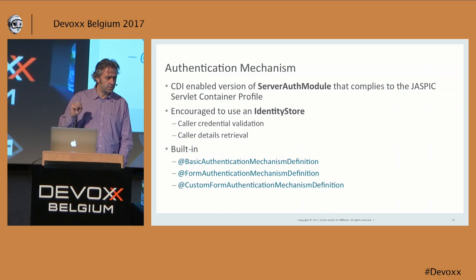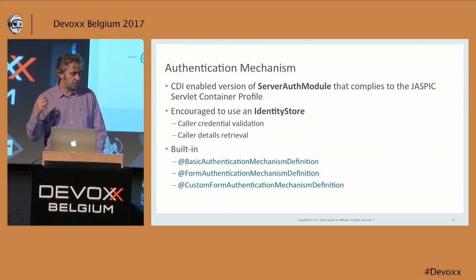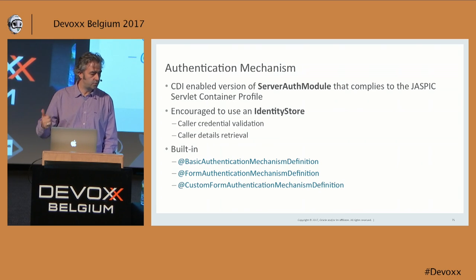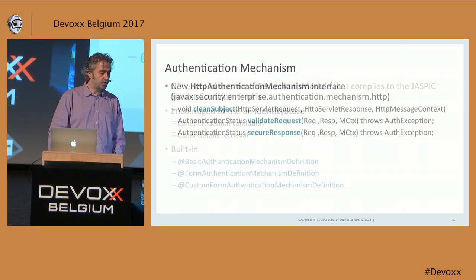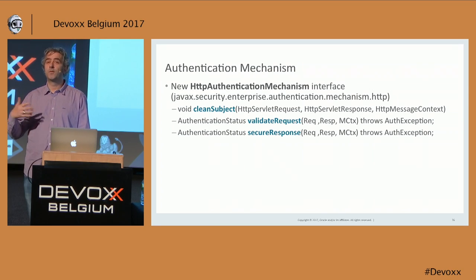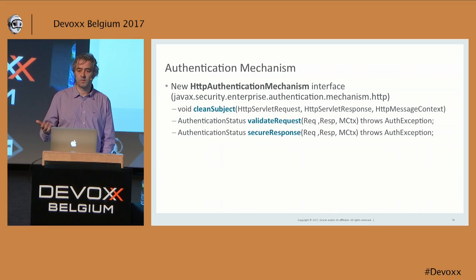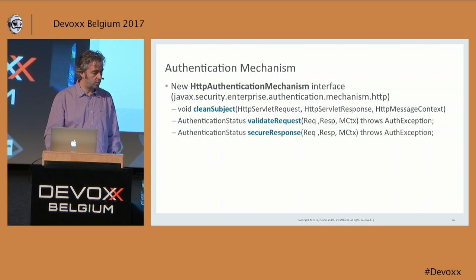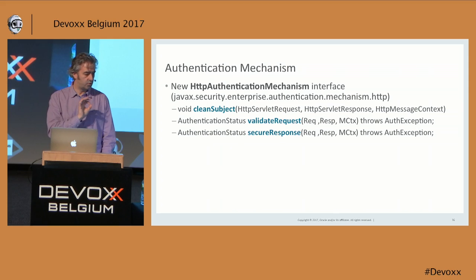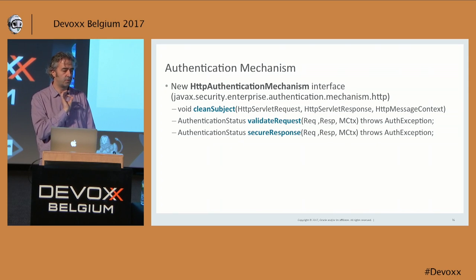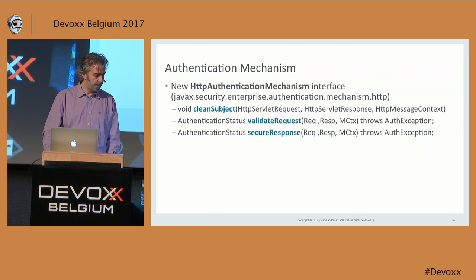So the specification is defining 3 authentication mechanisms: basic auth, form auth, and custom form auth. So this is very basic. But you, as a developer, have the ability to write your own authentication mechanism using this HTTP authentication mechanism interface. And again, the only method that you need to implement is the validate request method.